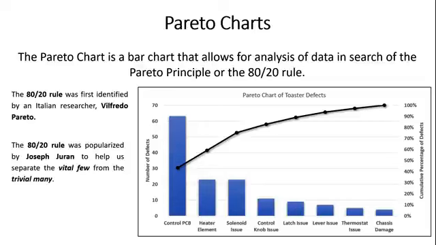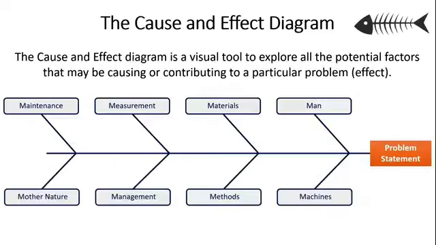Now, we still don't understand why these issues are happening. And this is where something like the cause and effect diagram can be incredibly useful. So this is the Fishbone diagram or the Ishikawa diagram. There's all sorts of different names for it, but it is a cause and effect diagram. And the way this works is we start with the effect. That's over here on the right.